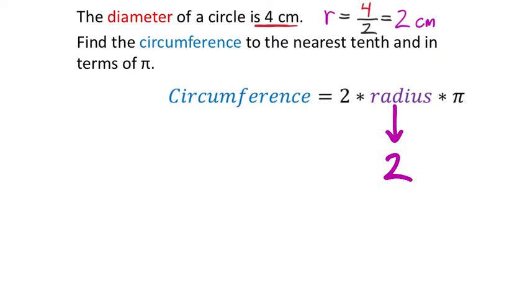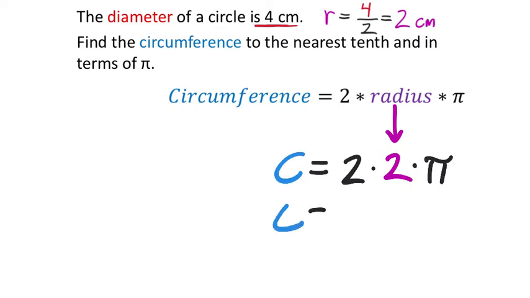Okay, so going back to the formula, circumference is going to equal 2 times the radius, so 2 times 2, and then times pi. Now again, when I put this into the calculator, it's going to give me the answer in terms of pi. So I type in 2 times 2 times pi, and again, the answer in terms of pi, the calculator shows 4 pi. And I won't forget to label this, it's in centimeters. But again, this is one of our answers.